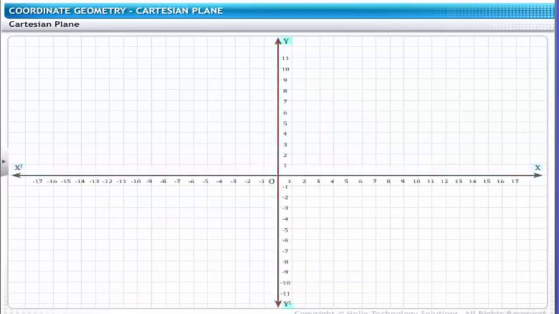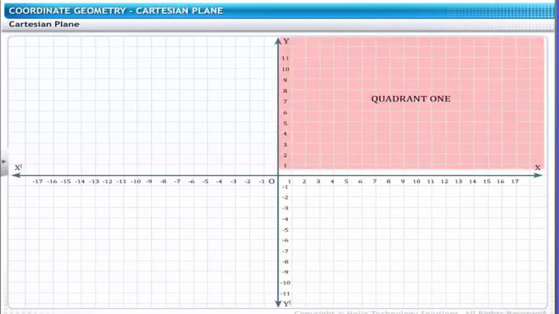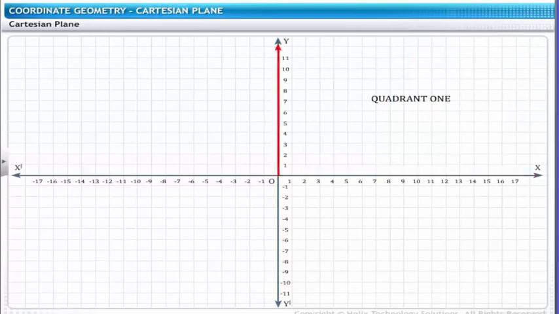XX' and YY' divide the rectangular field into 4 equal parts. These parts are called quadrants. Thus, quadrants are the 4 parts of a plane created when the plane is divided by 2 perpendicular coordinate axes. XOY is named as quadrant 1. In this quadrant, x coordinates as well as y coordinates have positive values. Thus, this quadrant is of the type (+, +).